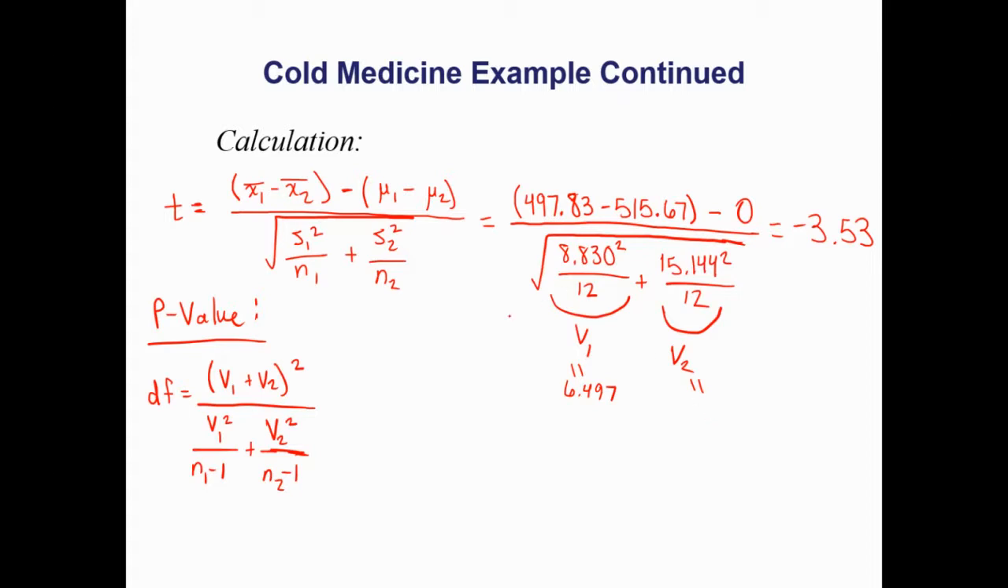V1 and V2 again? So V1, the actual formula itself is S1 squared divided by N1. V2 is S2 squared divided by N2. But what I was pointing out up here is if you notice, under our square root in the test statistic, we really have both V's. That's V1, there's V2. So what would V2 be equal to?